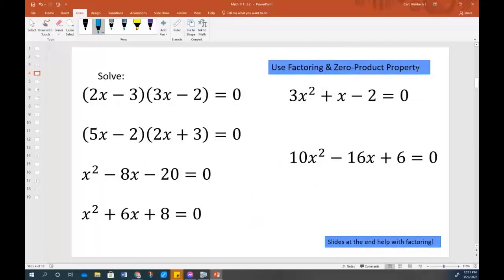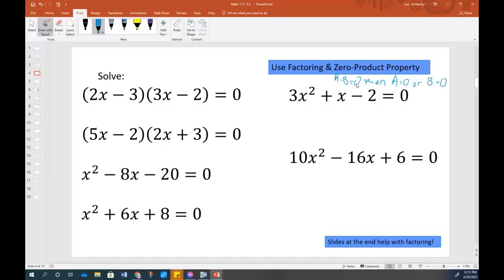Now, factoring and the zero product property. The last couple of slides at the end, I do help with factoring. So here I'm going to go through this fairly quickly so that you might just be refreshed on it, or maybe you already know how to do it. But if you need help with factoring, you need to stay tuned for the end of this video. So first of all, these first two are already factored. If we're going to use the zero product property, the zero product property actually means that if A times B equals 0, then either A is equal to 0 or B is equal to 0.